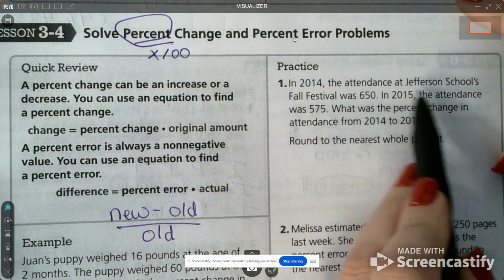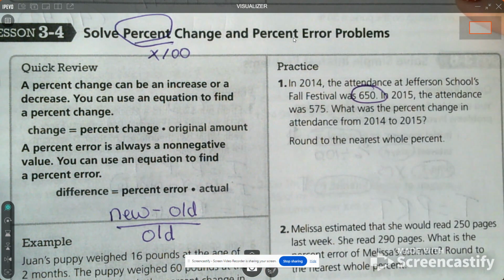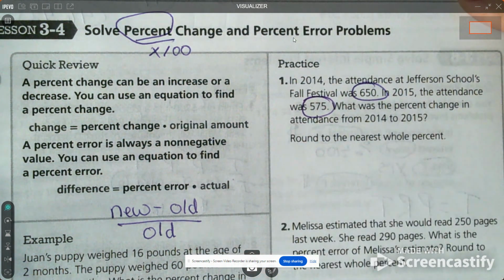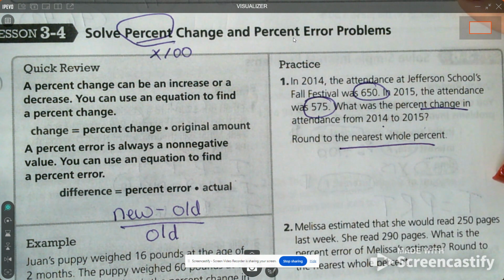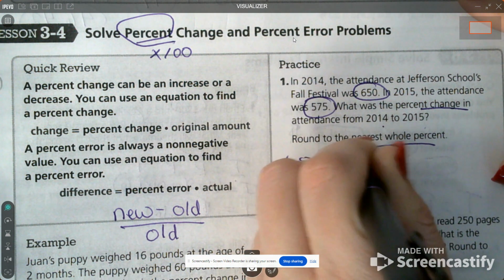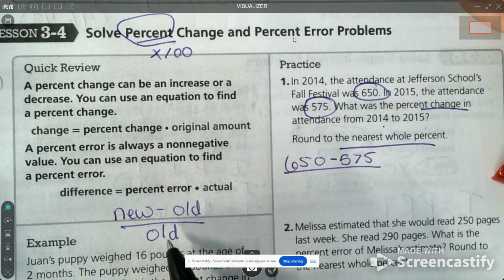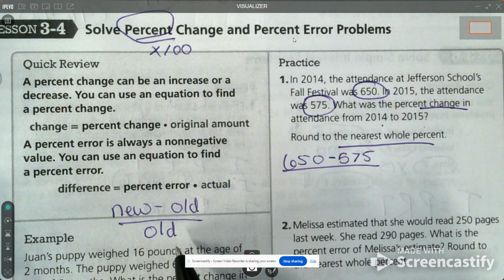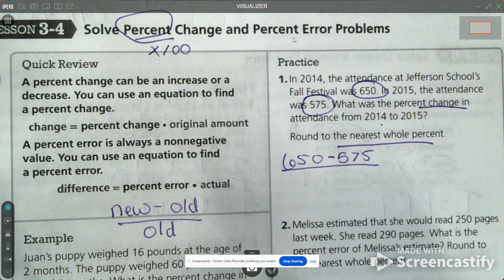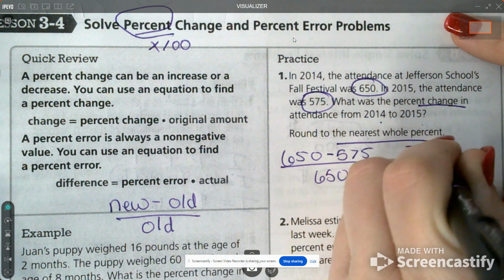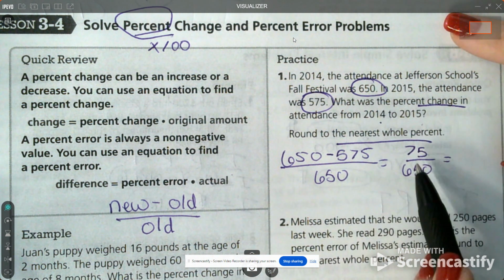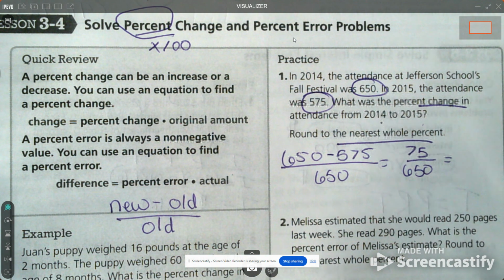So in 2014, the attendance at the Fall Festival was 650. In 2015, the attendance was 575. What was the change in attendance from 14 to 15 and rounded to the nearest whole percent? So we're going to start by subtracting. And then I have to divide by my old amount, my original amount. Which amount was my original? Was it 650 or was it 575? Rylan? 650. So if I subtract, that gives me 75 over 650, and then you're going to divide. What is 75 divided by 650? It's going to be a long decimal. Just give me the first 3 digits after the decimal. So 75 divided by 650. Miguel, what did you get?